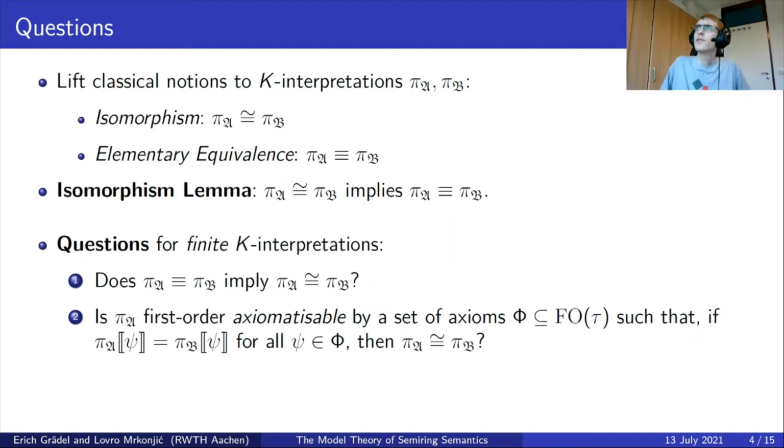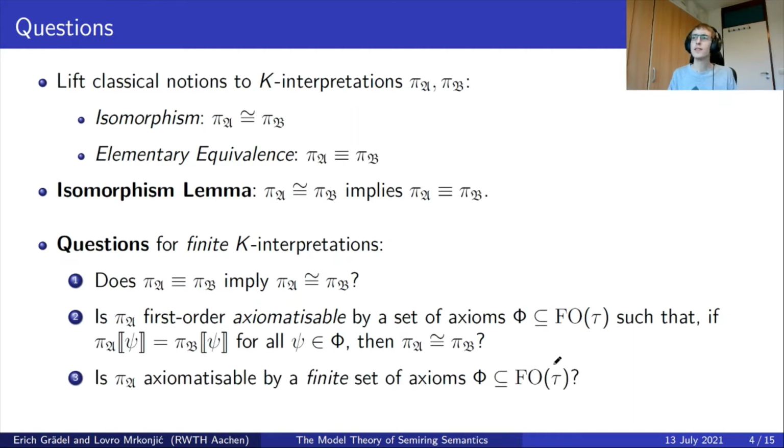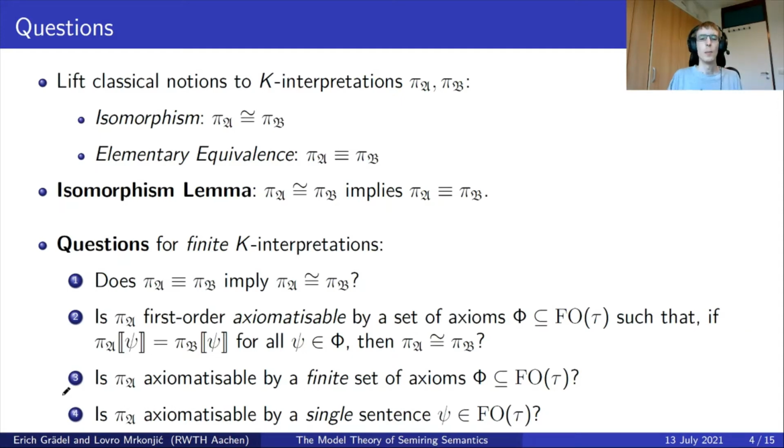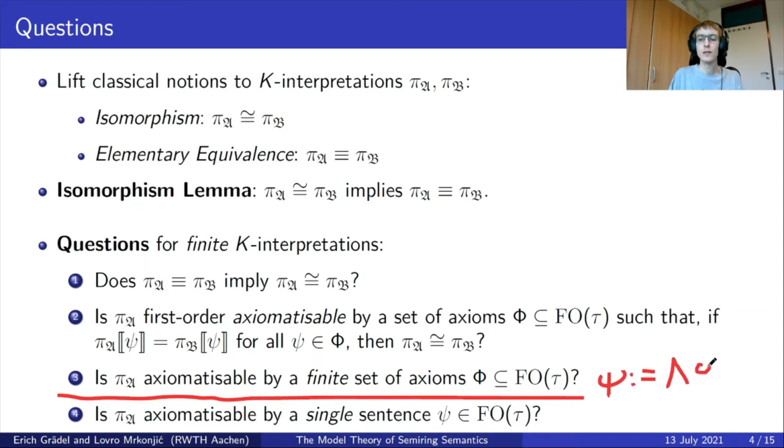So for example, even if we are able to find a set of axioms that characterizes our k-interpretation, can we do it with a finite set of axioms? And can we do it with a single sentence? Perhaps surprisingly, these two are not equivalent in semirings, as we will see, because we cannot simply take a finite set of axioms and set the sentence to be its conjunction, because as you know, conjunction is interpreted in terms of a product, and from a product we cannot always infer the values of all its factors.